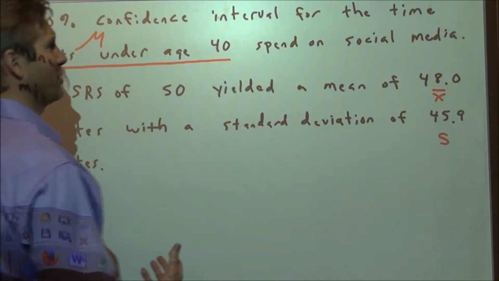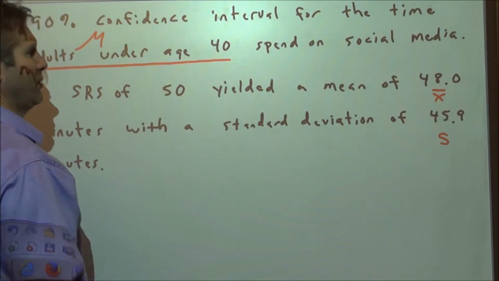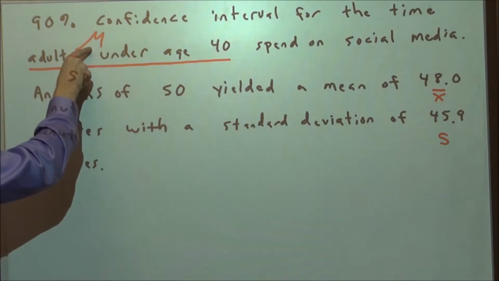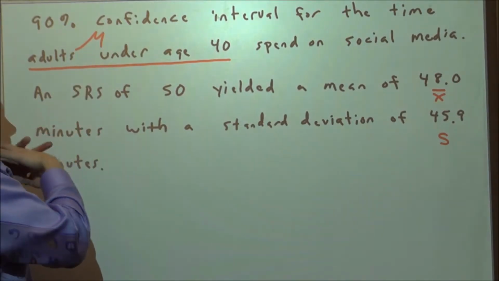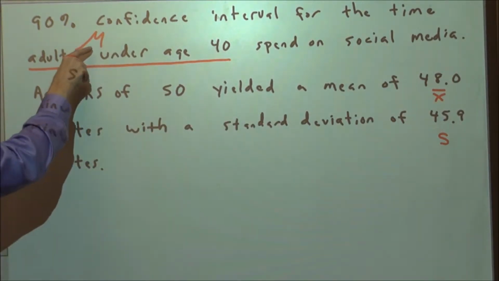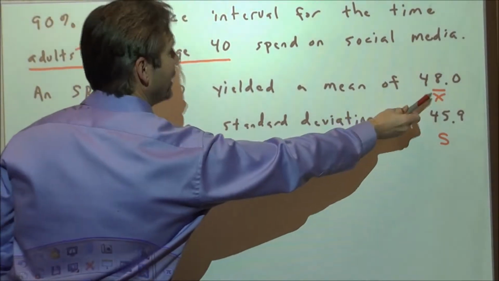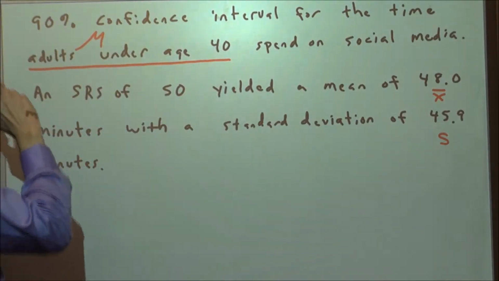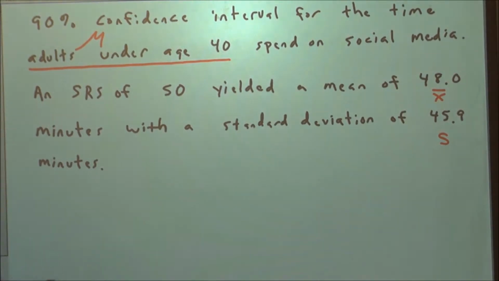If we're going to build a confidence interval for the time adults under the age of 40 spend on social media, that will be the parameter that we're going to estimate. The unknown mean of an entire population, we're not going to know that mean. We'd have to take a census, a sample of everybody, every adult under age 40, ain't going to happen. So in statistics, we use our statistics, our sample mean, to estimate this parameter. That's what we're doing with the confidence interval. We are estimating the parameter. We're not testing a claim like we did in the previous problem.